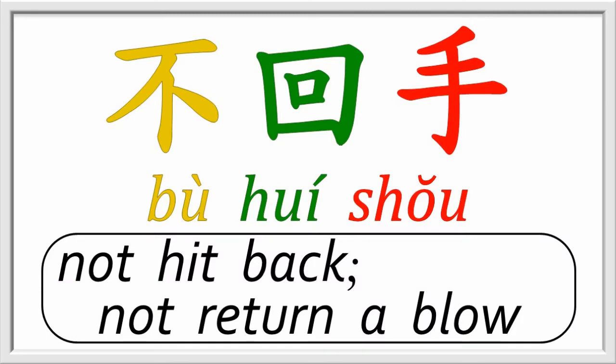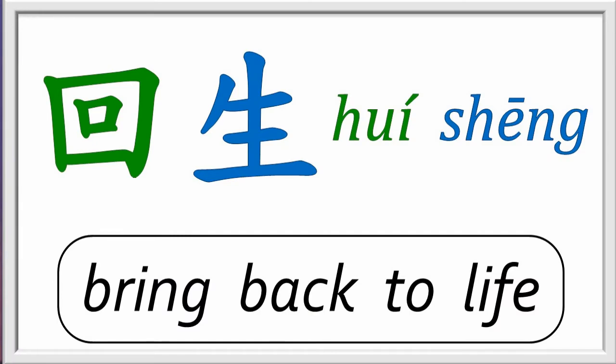There's also another less common way to write this character, but it's enough to simply recognize it when you see it. An example would be 不回手, meaning not to hit someone back, or not return a blow. Another expression is 回生, to bring someone or something back to life.